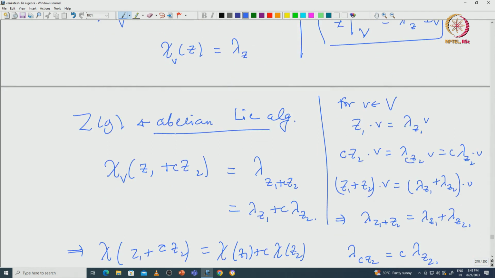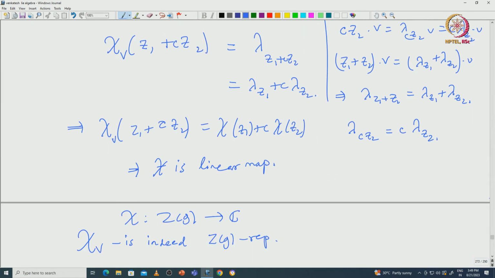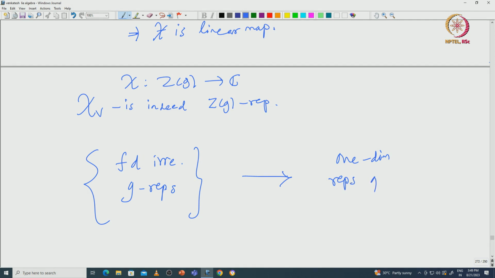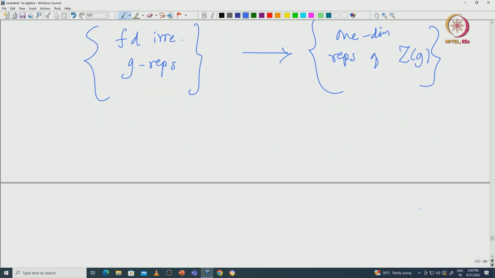Okay. So, what we have done is we have actually started with some G module, and then we have come up with a representation of the center of G. So, you start with finite dimensional irreducible G representations. So, from here you are actually defining a one dimensional representation of the center of G. So, the way we do it, you start with V and then you map it to chi V.